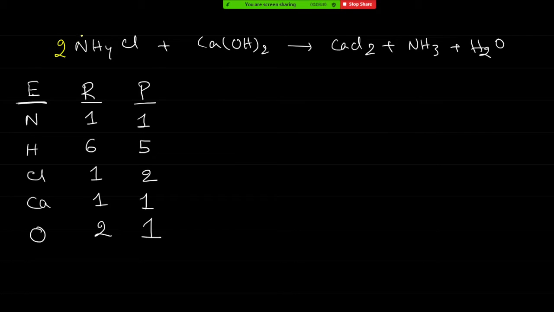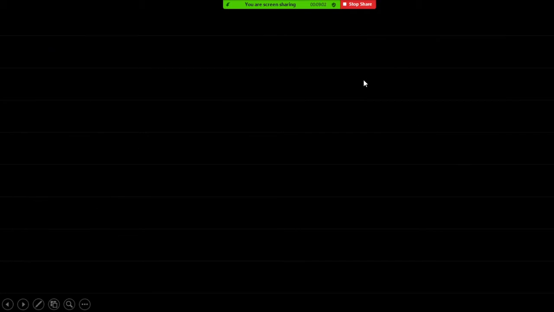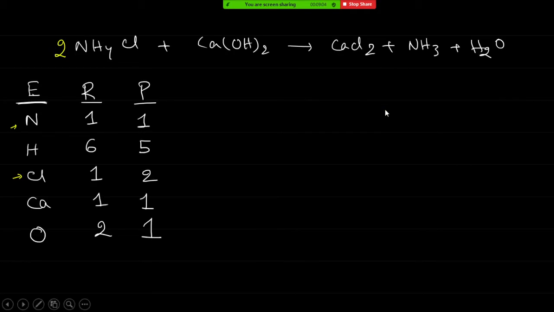Next, calcium is over. Next we are looking at nitrogen. Nitrogen is 1 on both sides, but now after we multiplied, here it has become two nitrogens, and therefore to balance here also we will make it 2. Next, oxygen, here two oxygens are there, here one oxygen is there.